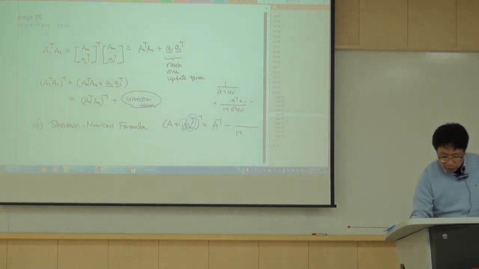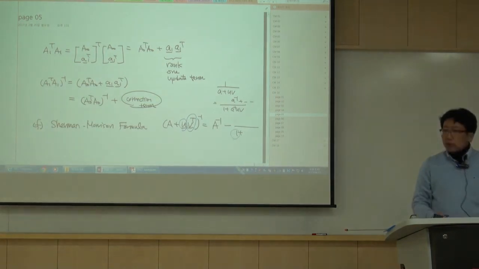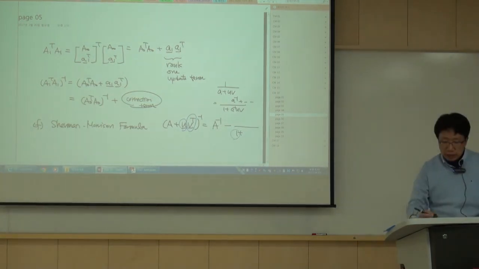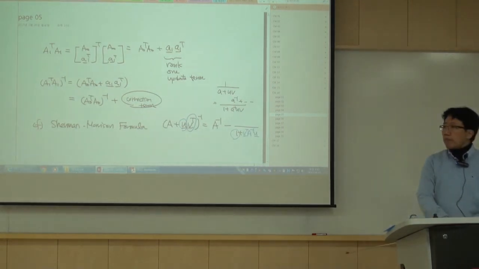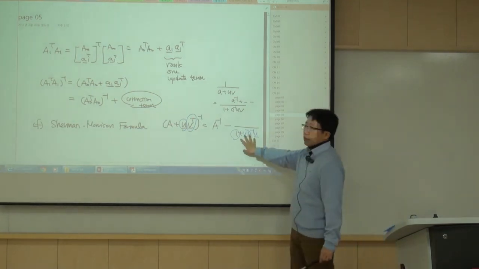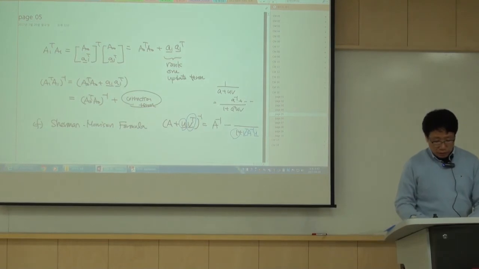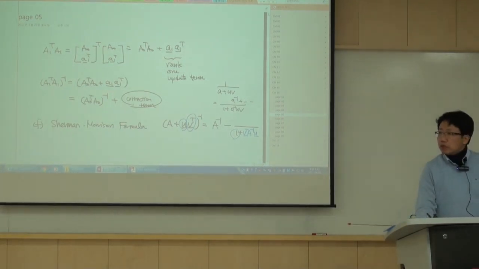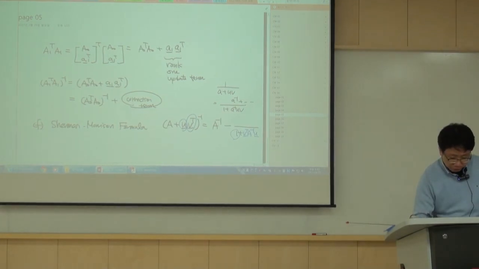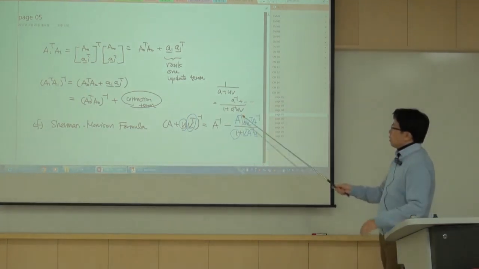So since this is scalar, the only way to have a scalar is that you have A inverse and V transpose U. It's kind of a quadratic form when V and U are the same. And then here you must have a matrix. So if you keep U V transpose, here you have A inverse and A inverse.